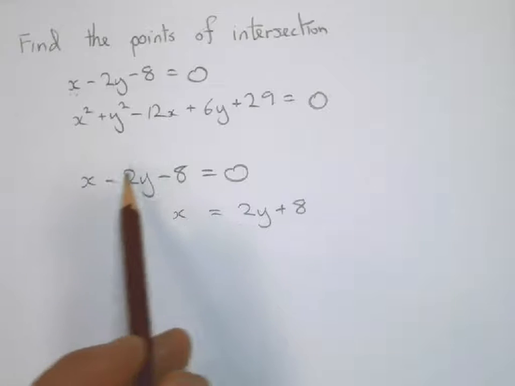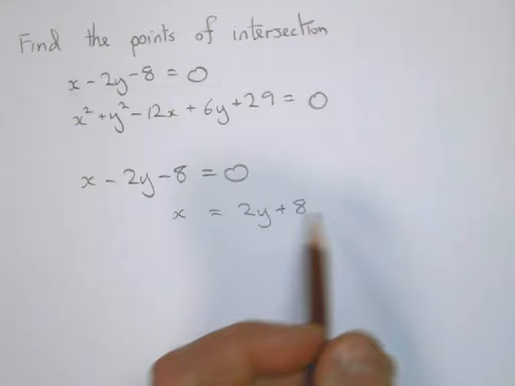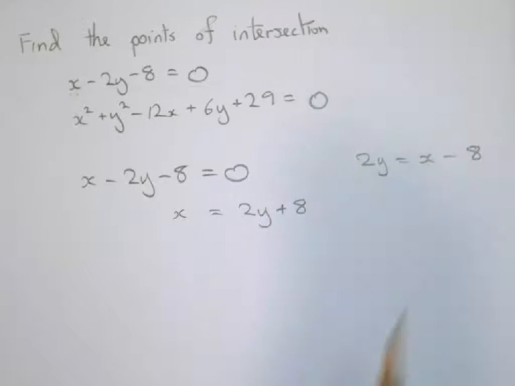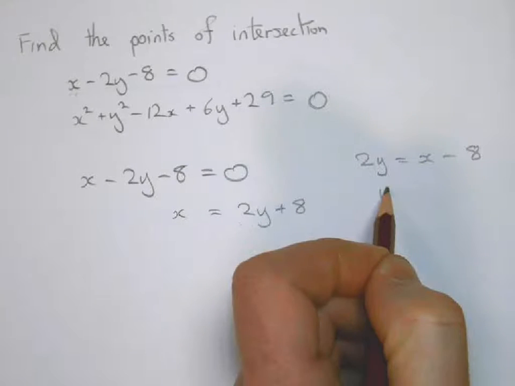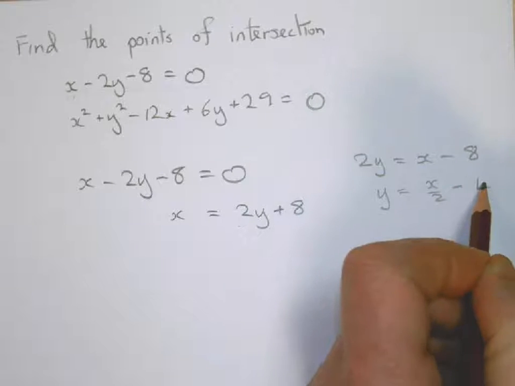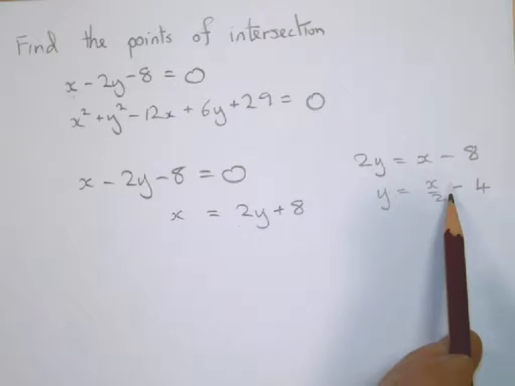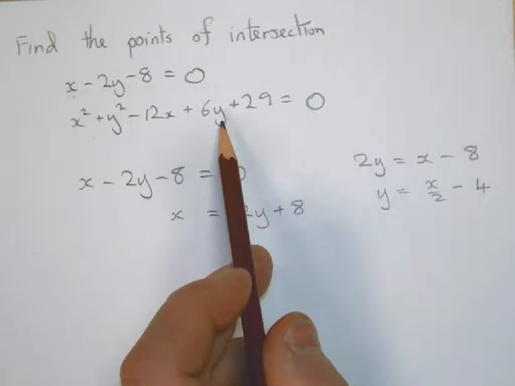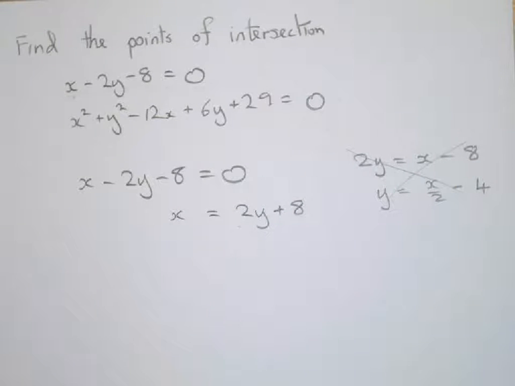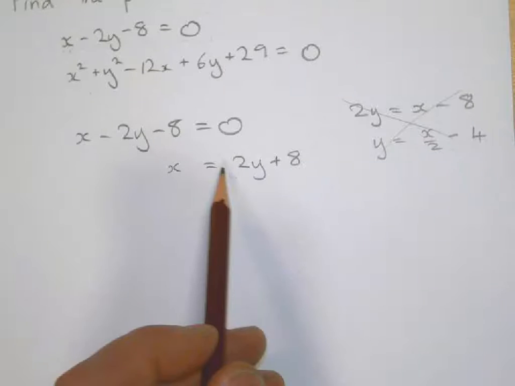If we had done it the other way, imagine if we tried to work out what y was, we'd have had to write down 2y is equal to x take away 8. y is going to be x divided by 2 take away 8 divided by 2, which is 4. So we could have used this one, and we could replace all the y's with that, but that would have been much trickier to use, so I'm not going to use that one this time. So let's substitute this into this equation.